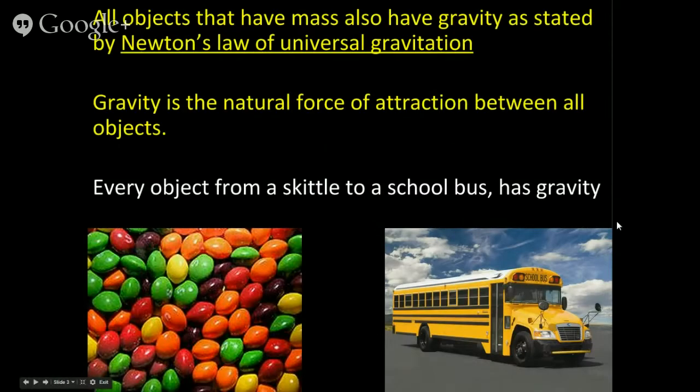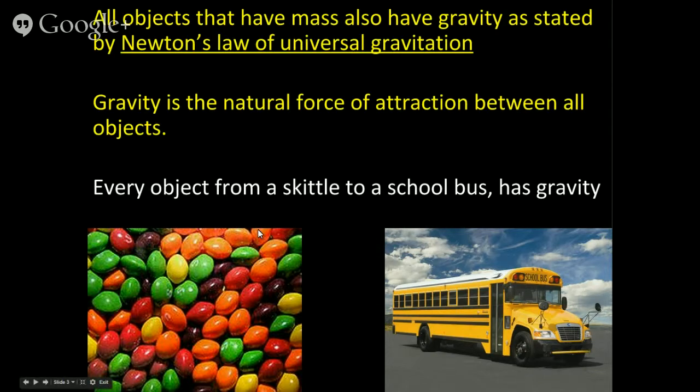So all objects that have mass also have gravity, as stated by Newton's law of universal gravitation. As a review, mass is the amount of atoms in an object. So to say something that has mass has gravity means that any object made up of atoms or molecules also has some force of gravity. Gravity is defined as the natural force of attraction between all objects.